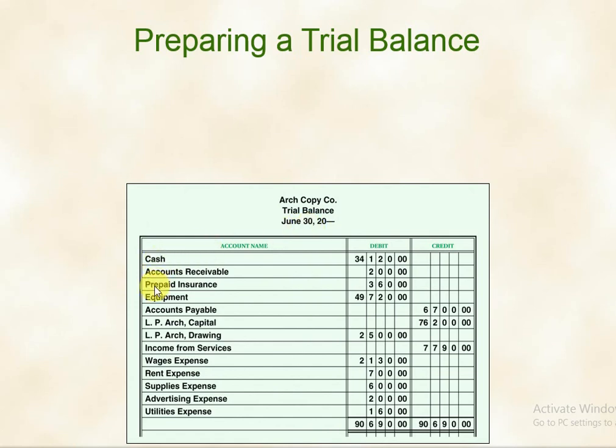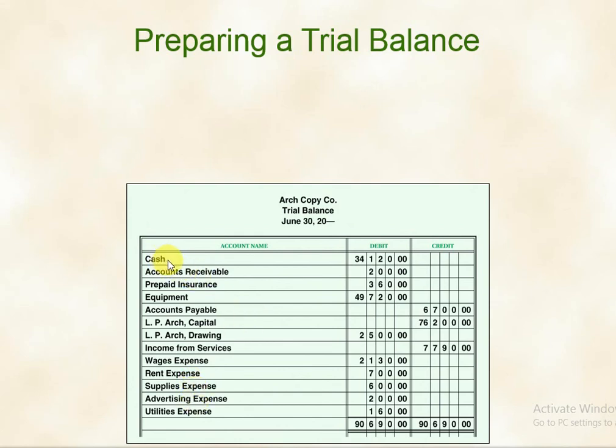These accounts, look at these accounts, sequentially these accounts are to be recorded, right? Cash, accounts receivable, prepaid insurance, equipment. These are the current assets. So you will first record the current assets. Then you will record the fixed assets. Then you will record the current liabilities. Then capital, right? Then revenues, and last the expenses, right?